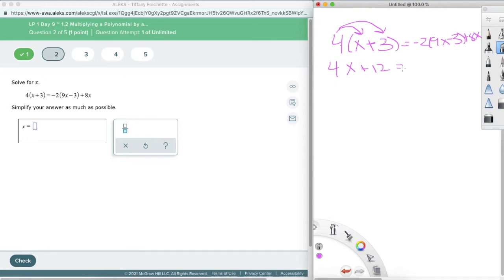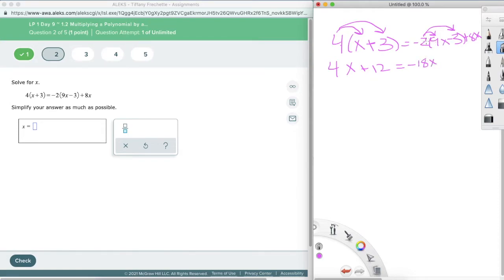Equals, I also have parentheses on this side. So I can do this at the same time. If you want to simplify one whole side and then deal with the other side, that's also perfectly fine, because sometimes it's just a little too much to try to deal with both. Negative 2 times 9x is going to be negative 18x.